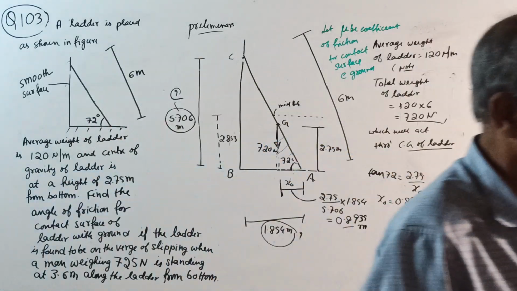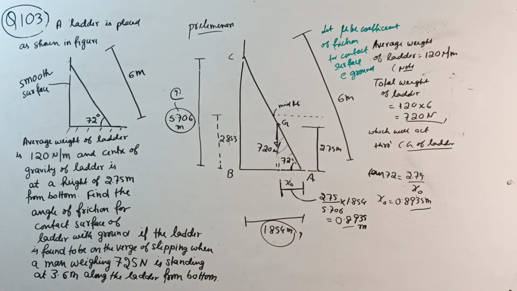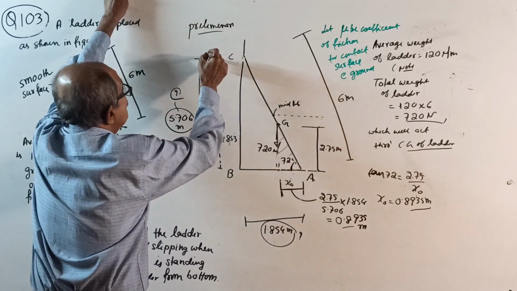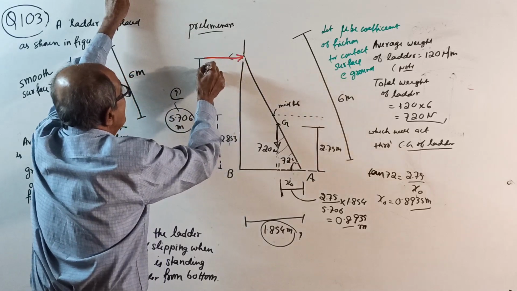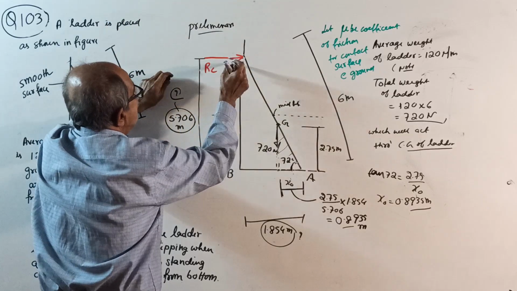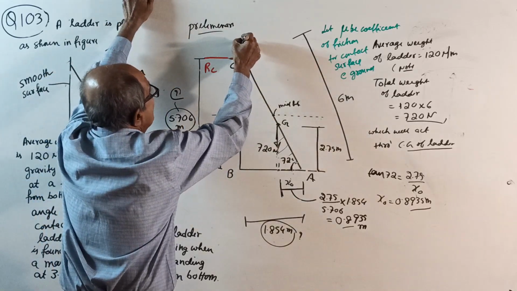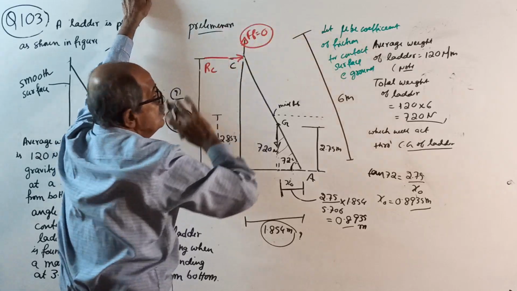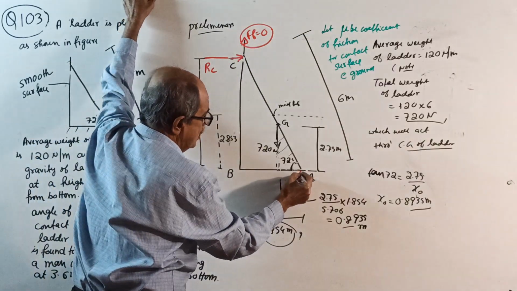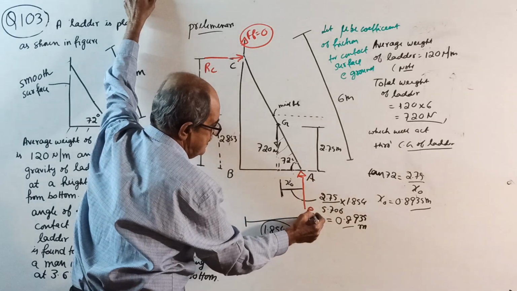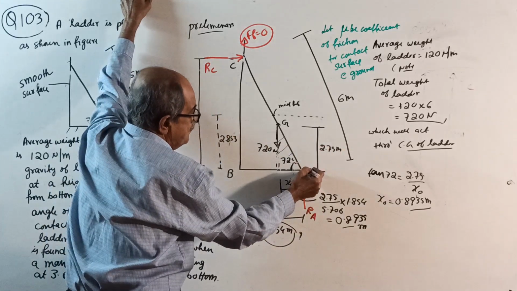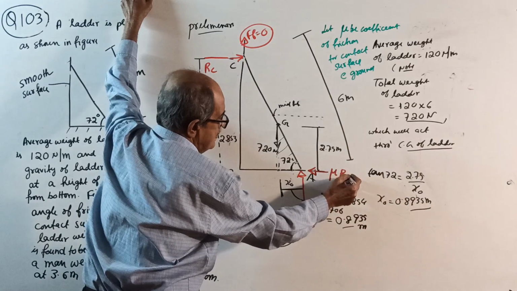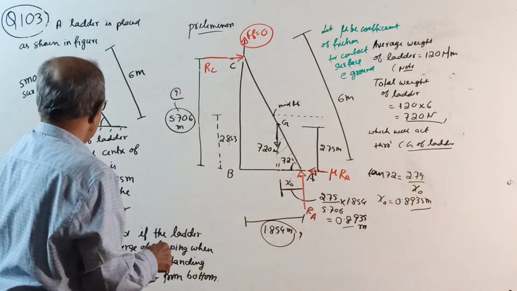These are all preliminary parts you have to do. This is a smooth surface, so there is a normal reaction, RC, and the frictional force is 0 here, no friction. Here, the normal reaction, you write RA. And since it slips that side, friction will come this way, mu times RA. This is right, because it is the limiting case.